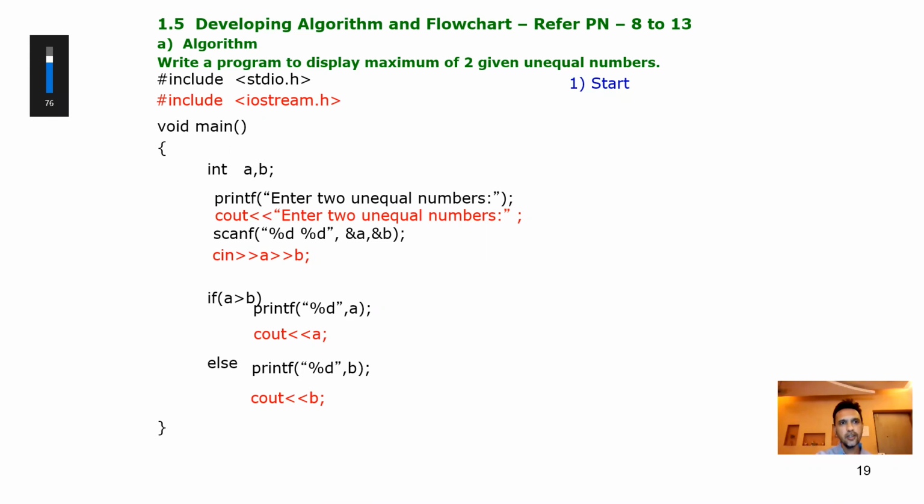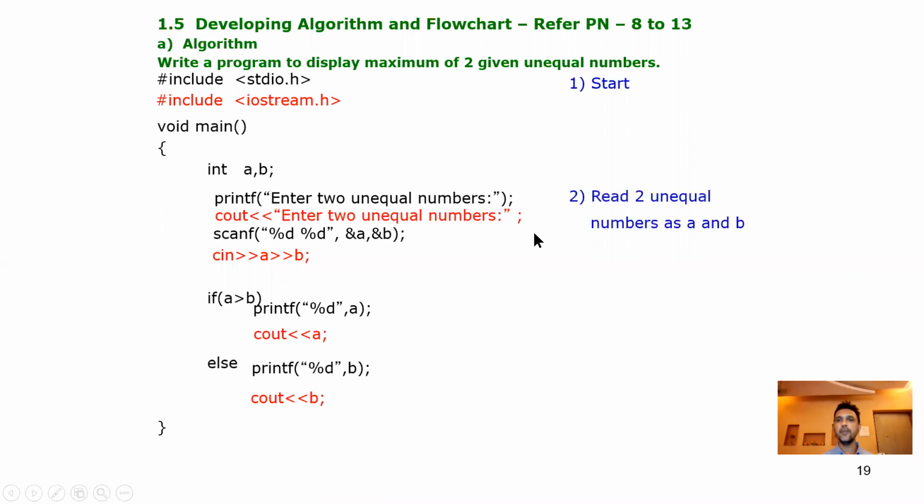You input two numbers. Very good. So now what I will do is, whatever work printf and scanf are doing, I will frame it in English words, and that is step number 2.